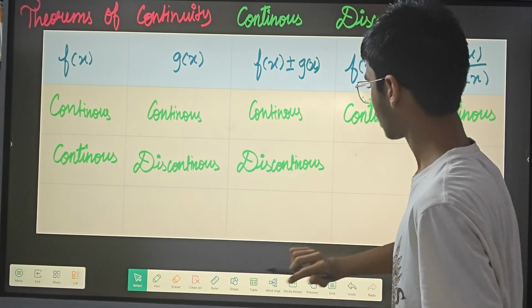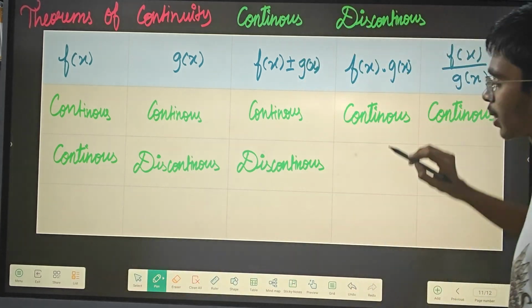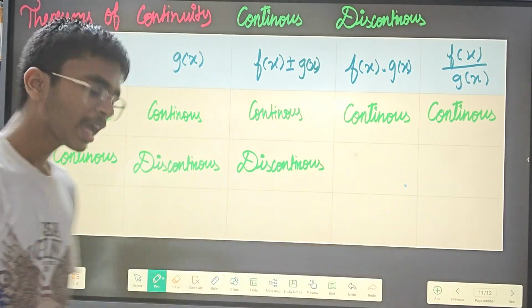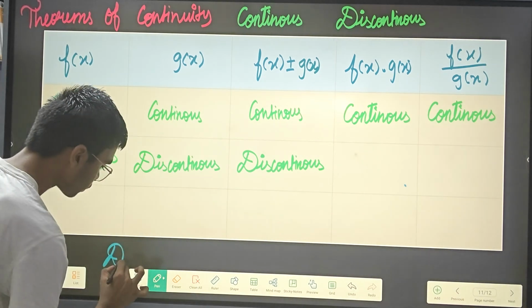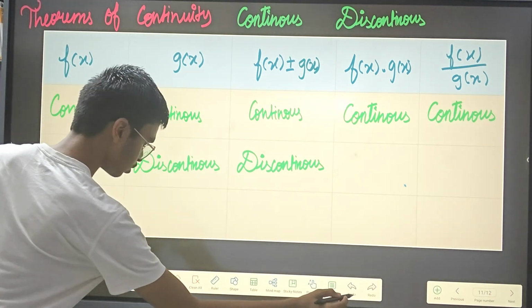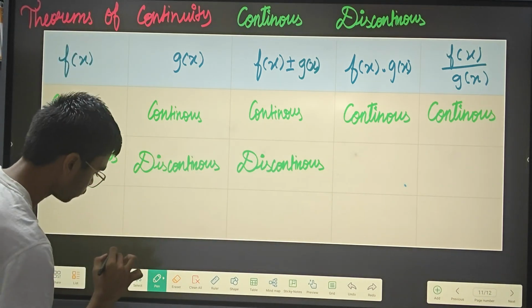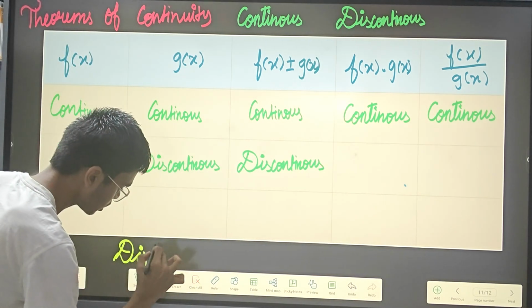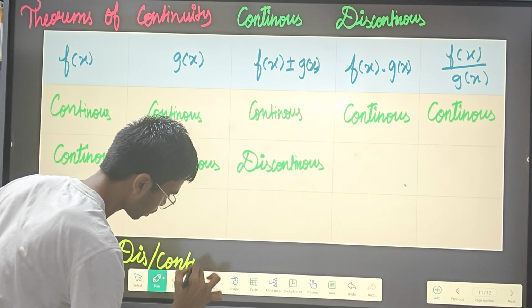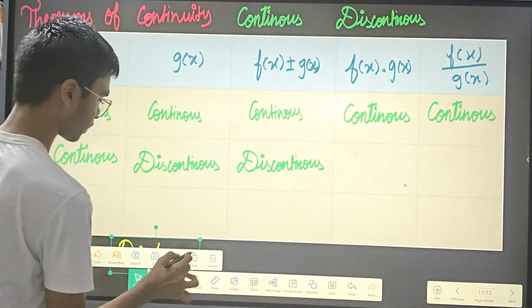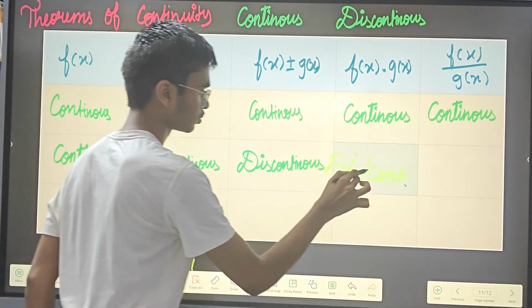But these two cases are there, right? These two cases can be discontinuous or continuous. It's something that we don't know.